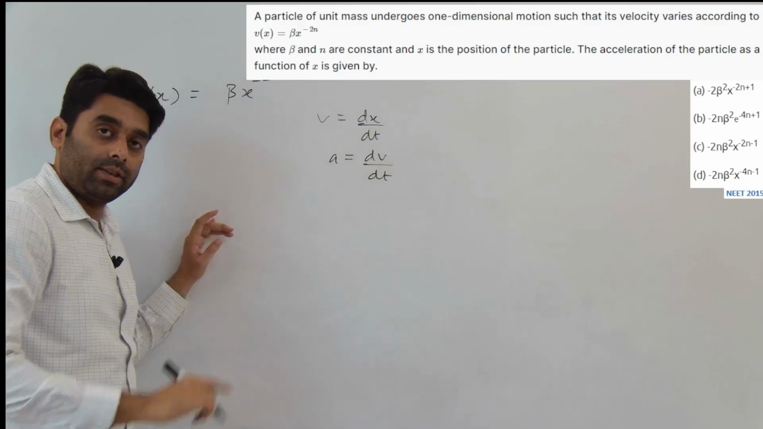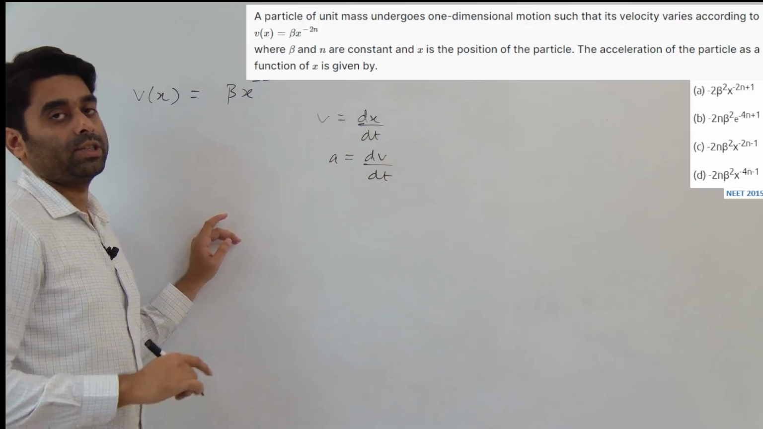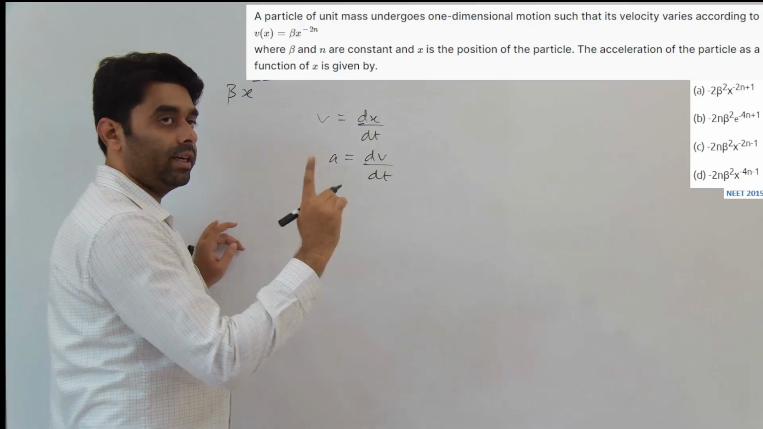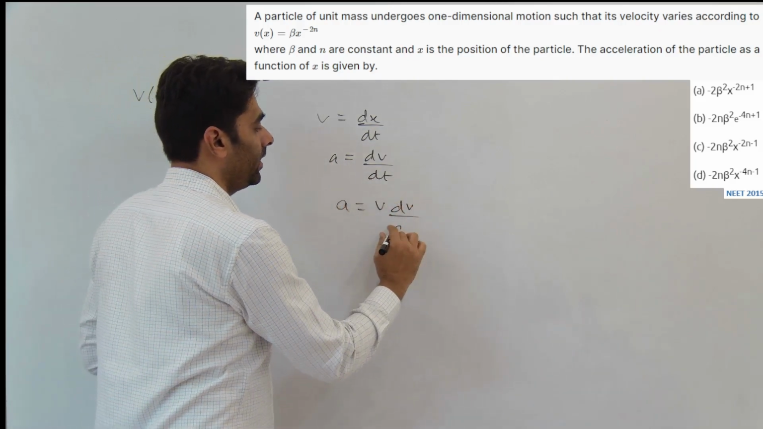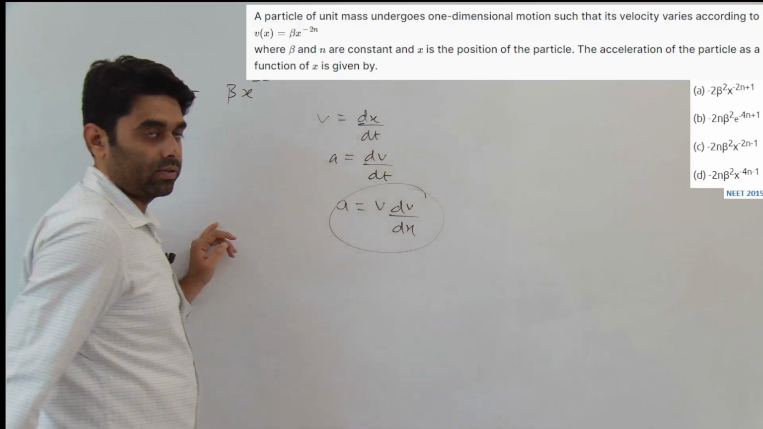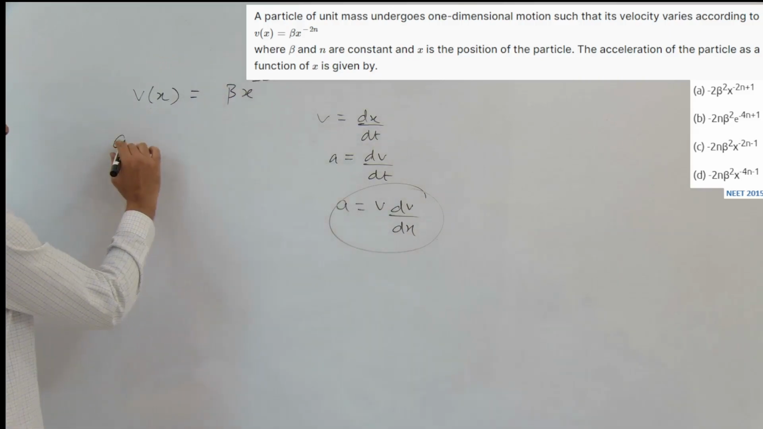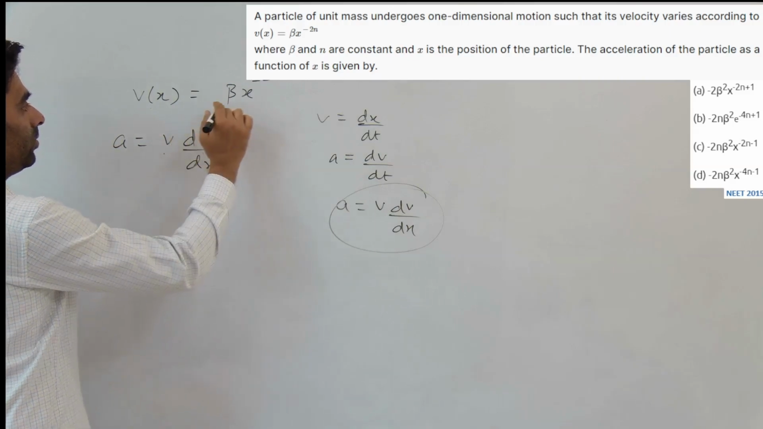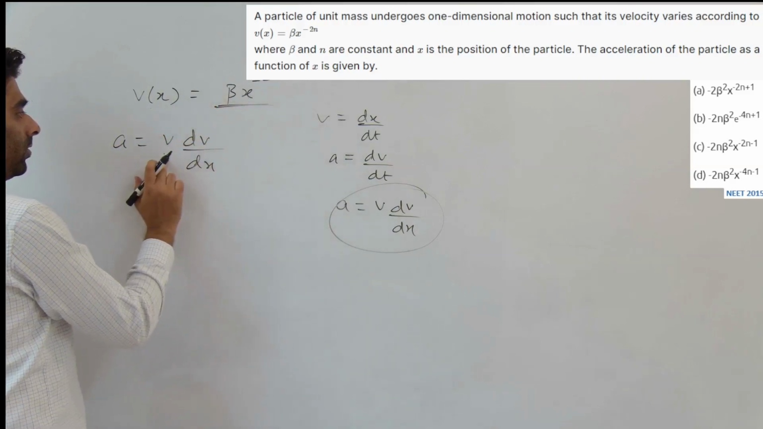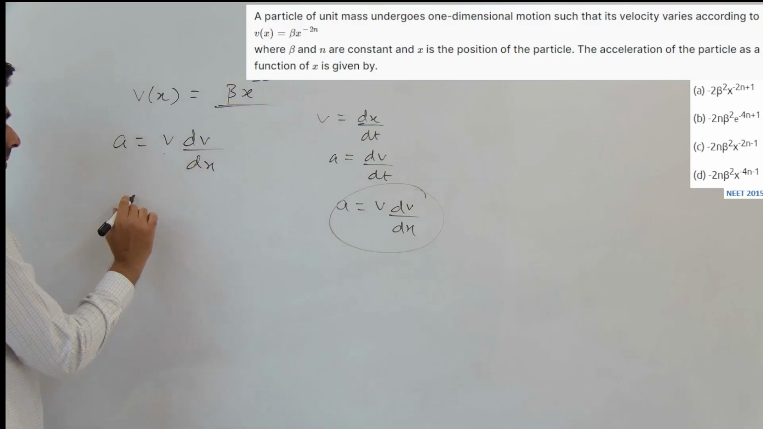This is acceleration, dv by dt, but there is one more relation which gives us acceleration in terms of x. What is that? Acceleration is v dv by dx, right? We will be using this. How? Let us see. So beta, acceleration is v dv by dx. The v value is over here, so we can substitute that, but first of all let us calculate dv by dx.